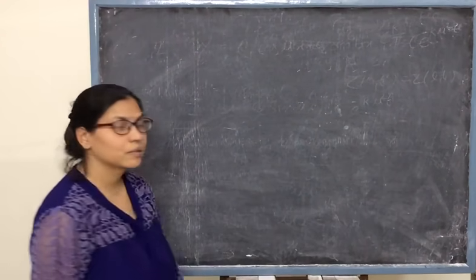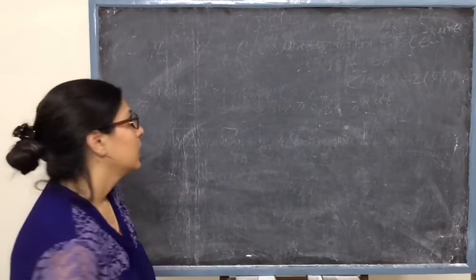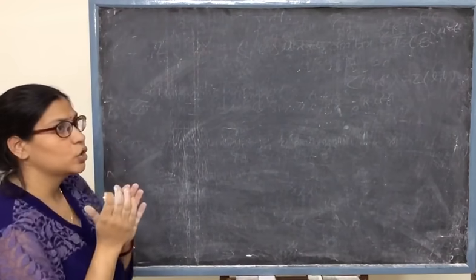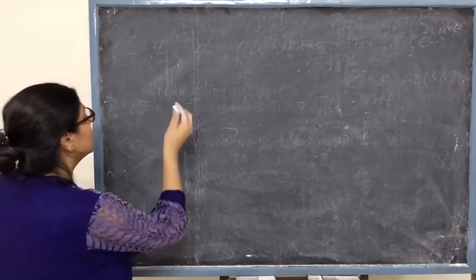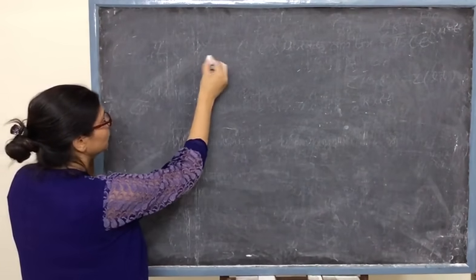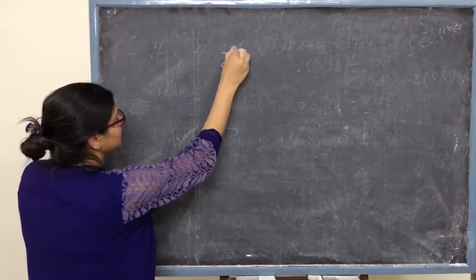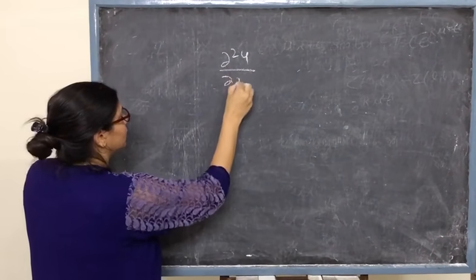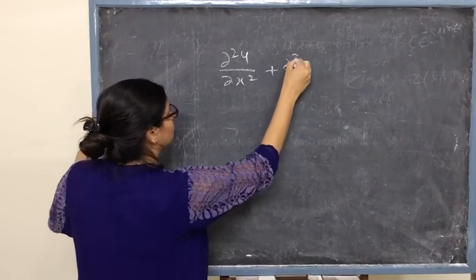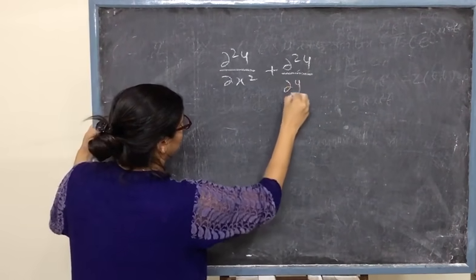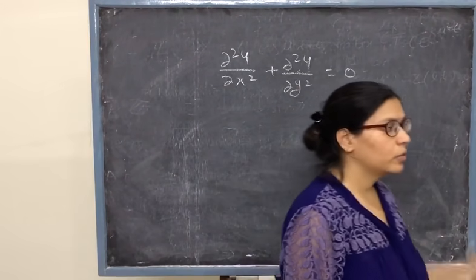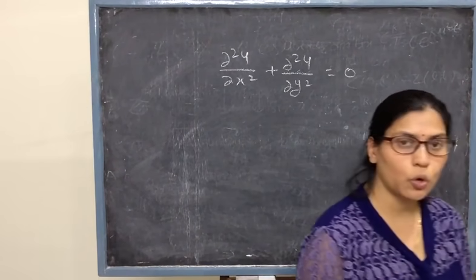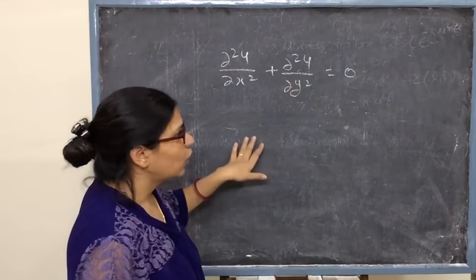Now let us take one more example. We will take the solution of the two-dimensional Laplace equation. So what is the standard form of the 2D Laplace equation? This is del 2u over del x square plus del 2u over del y square equals to 0. It is possible that the boundary condition is given; sometimes there may not be any boundary condition. So how will we solve it?